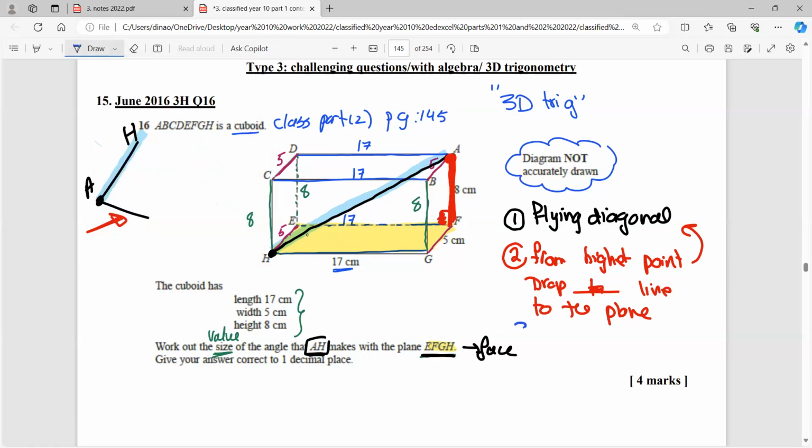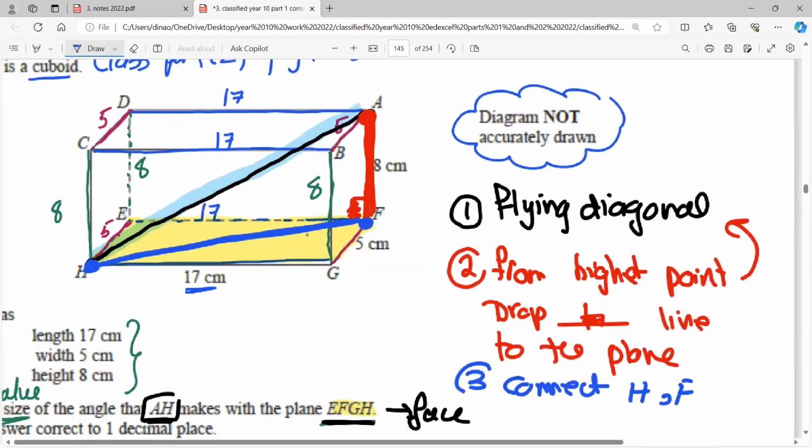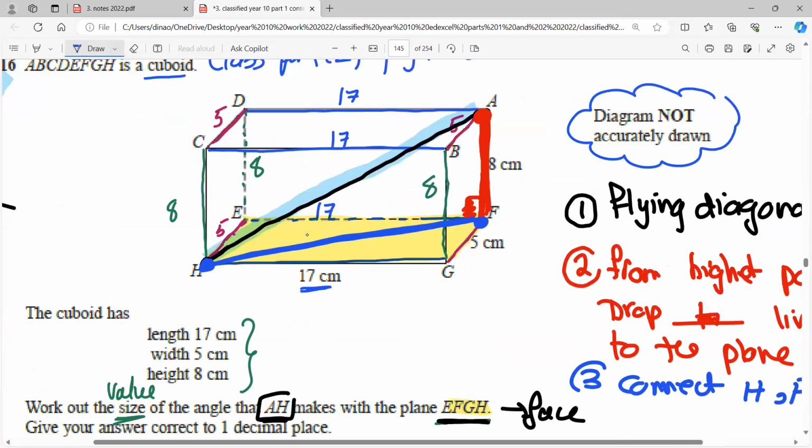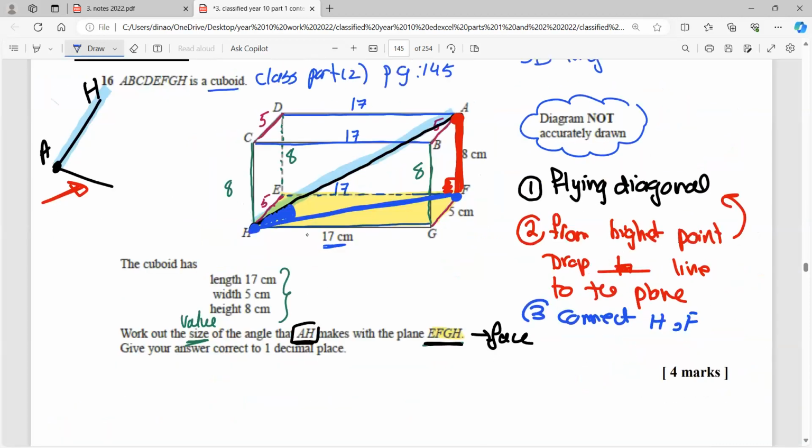I will connect point H and point F. I will connect these 2 points over here, H and F, to create a right-angled triangle. The right-angled triangle is the triangle that is made out of these 3 colors, the black, the red, and the blue. Where is the angle? The angle is this one. So the second line of my angle is line HF.